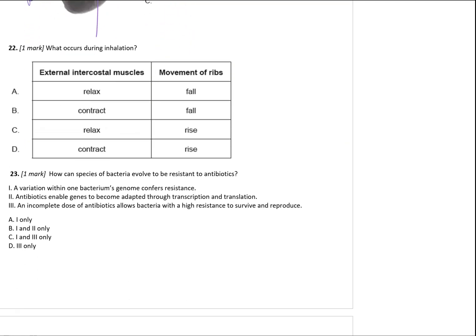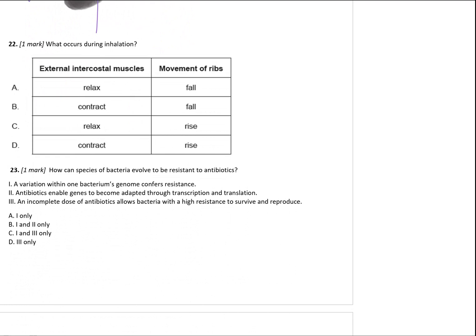Okay, what occurs during inhalation? So during inhalation, external intercostal muscles contract, so we can cross off A and we can cross off C. And when you breathe in, your ribs rise up, so the answer is D.